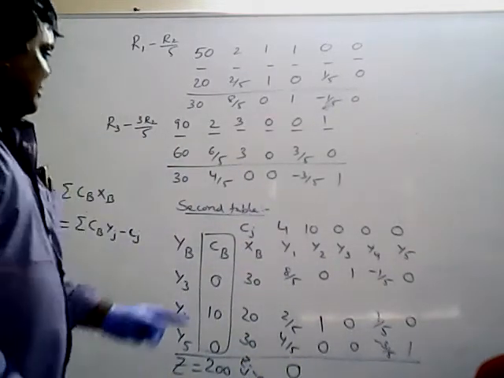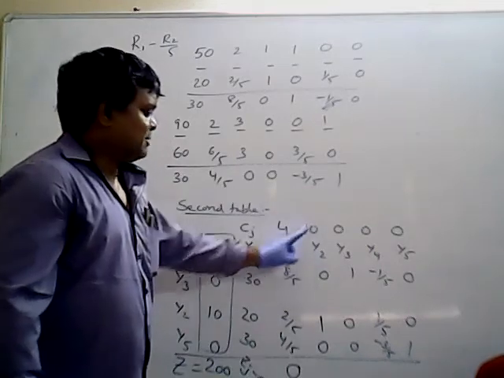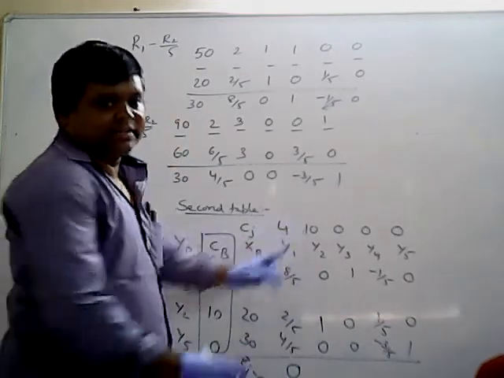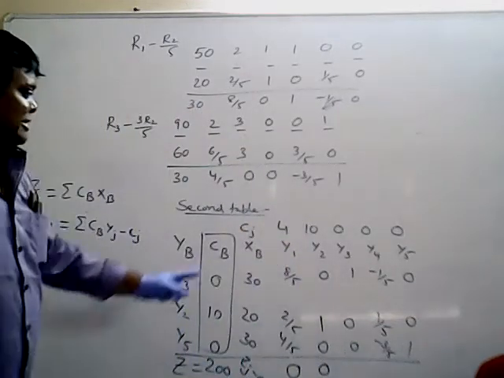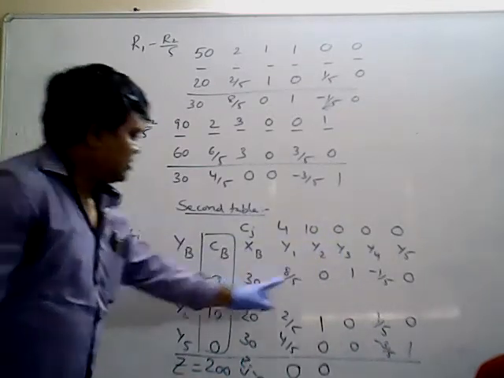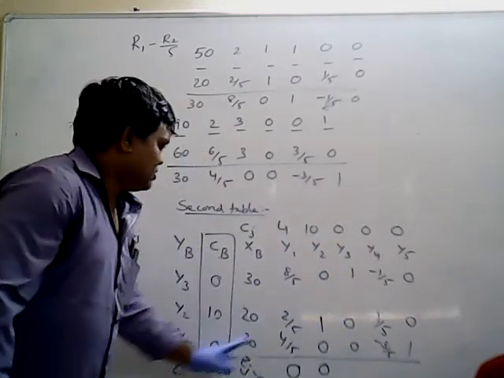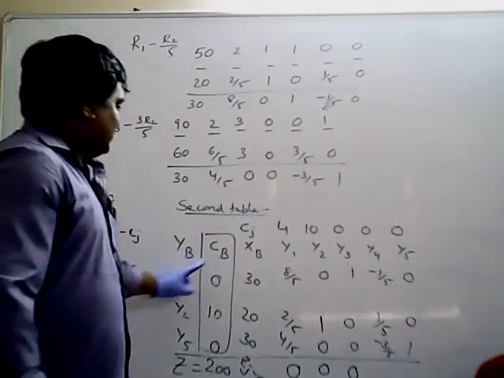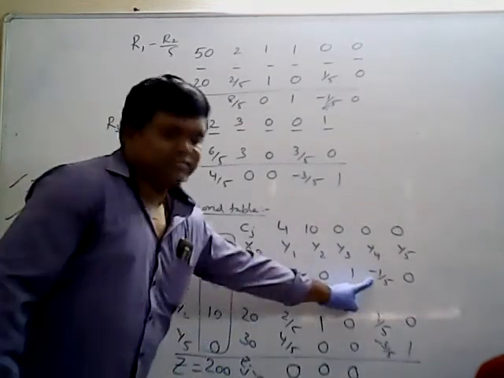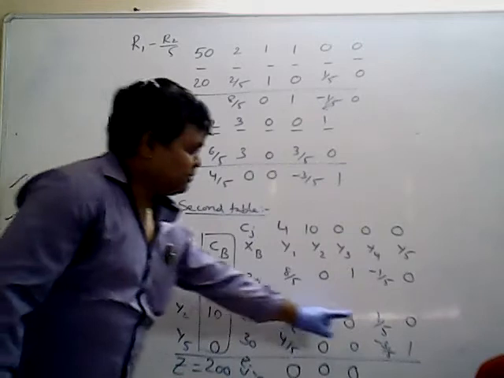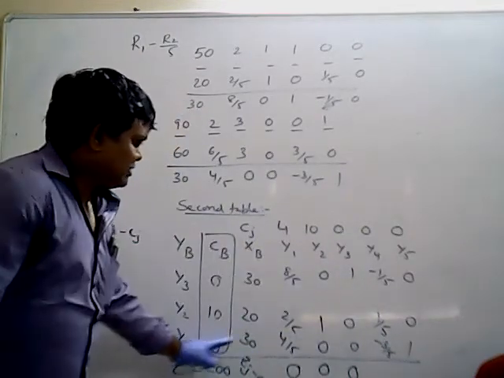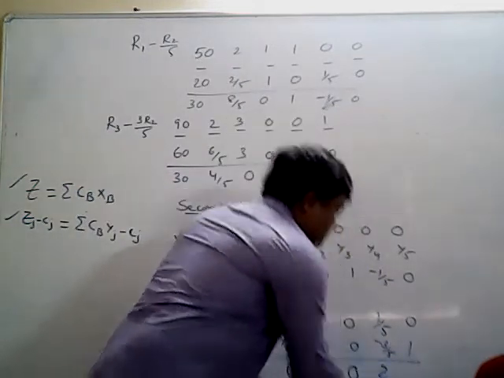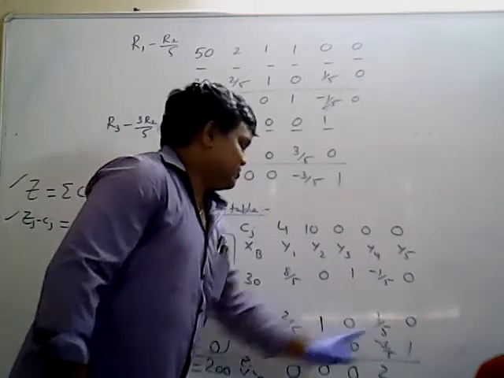Next, CB into Y2, minus the upper value of 2. 0, 10 into 1, 10, total value is 10. 10 minus 10 is 0. Next, CB into Y3. 0 into 1, 0. 10 into 0, 0. 0 minus 0, 0. Next, CB into Y4. 0 into minus 1 by 5, 0. 10 into 1 by 5 is 2. 0 into minus 3 by 5, 0. So 2 is the total value. 2 minus 0 is 2.